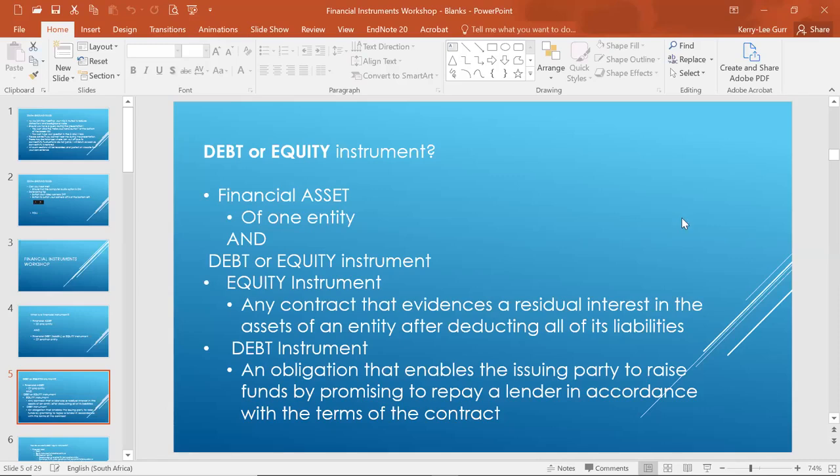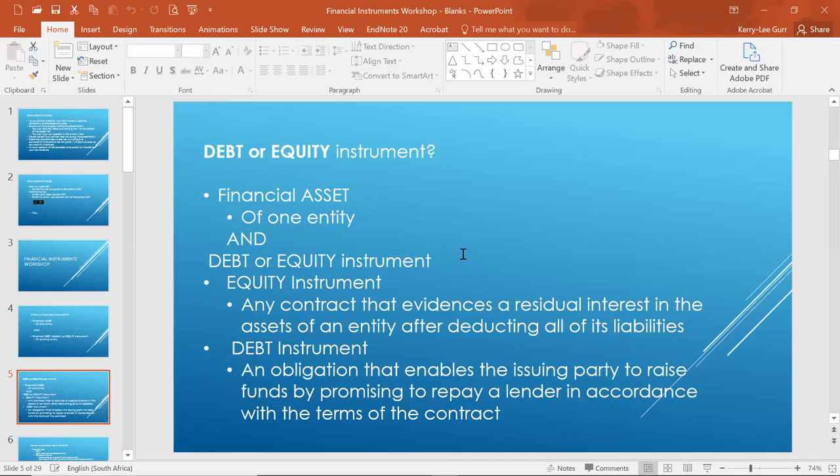And if we look at our actual definition, you'll see that it's any contract that evidences a residual interest in the assets of an entity after deducting all of its liabilities. And when we look at our statement of financial position, that is exactly what we see.